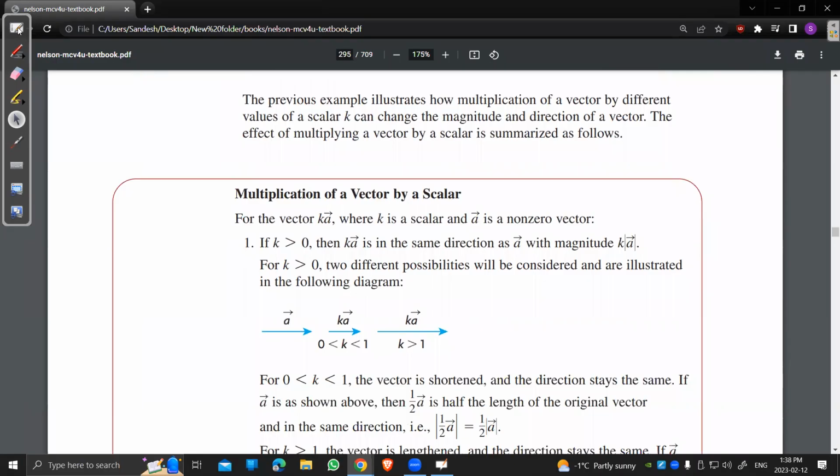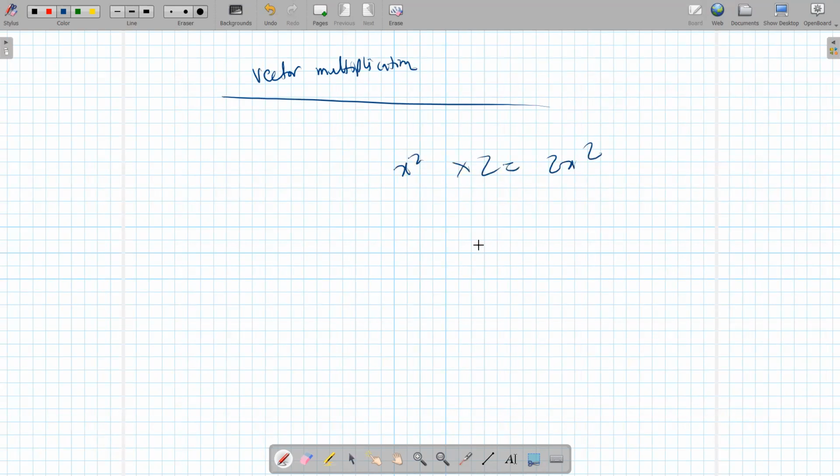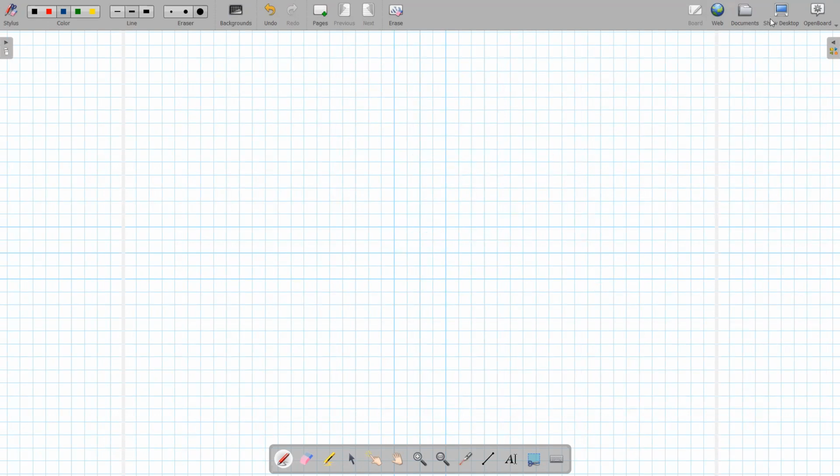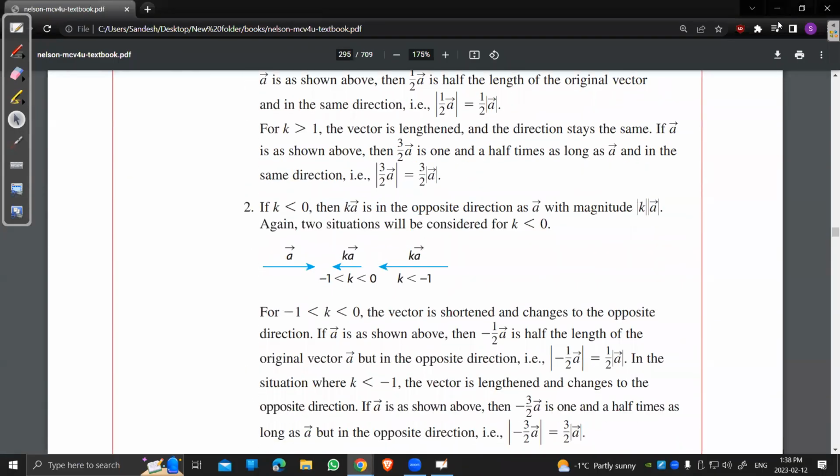Okay, next part is something called vector multiplication. And this is very simple as well. This is just like algebra, like we do with polynomials. Like you know how x squared times 2 is 2x squared? Same thing with the vectors. Vector A times 2 is 2a. That's it. That's literally it. That's the main idea behind it anyways.